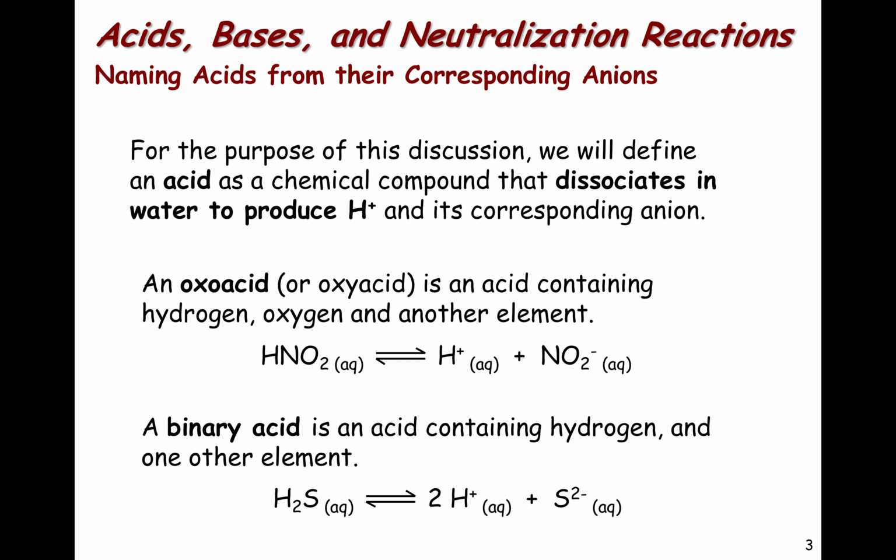As another example, you could have a binary acid where there are only 2 elements in the formula, hydrogen and then some anion. In this case, we have hydrogen sulfide, which when dissolved in water produces hydrogen ions and the anion sulfide. This is also a weak acid and doesn't completely dissociate, and establishes the equilibrium that you see here.